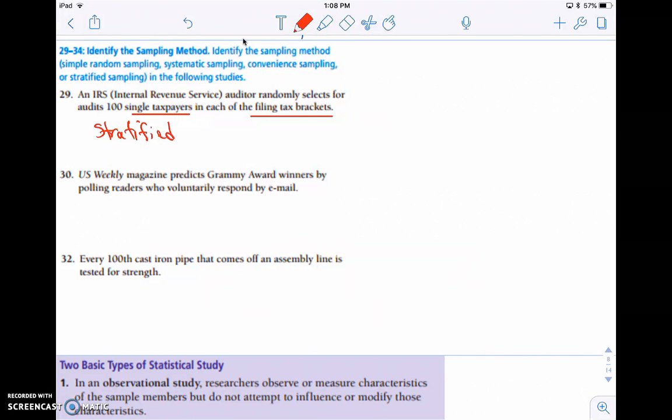The next, U.S. Weekly Magazine predicts Grammy Award winners by polling readers who voluntarily respond by email. Okay, so they send it out to their subscribers, and then they're looking at people who voluntarily respond. That is a very convenient way to get a sample, so we would call that convenience. They've already got all the people's names on file. They send out a quick email. People who voluntarily respond, that's how they gather the data, so that is a convenience sample.